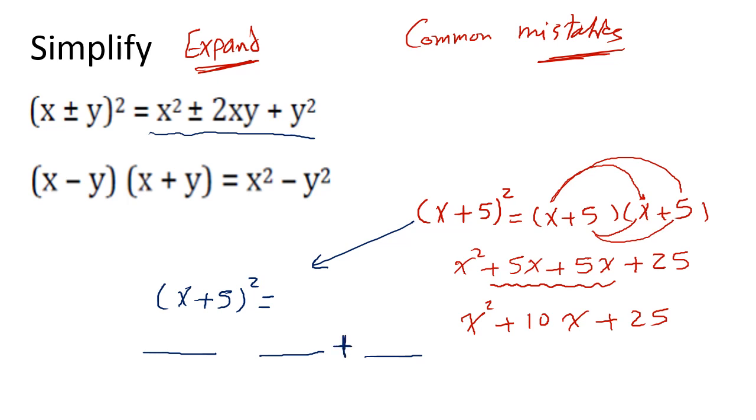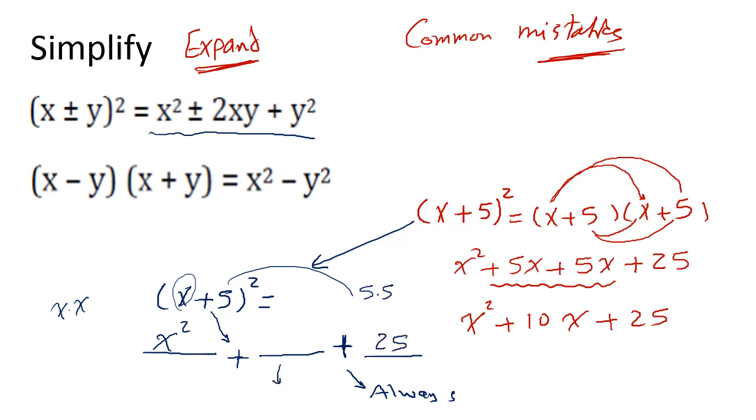The last sign here is always positive, and this sign follows the sign inside the bracket. If the bracket is positive, this sign is positive. If the bracket is negative, this sign is negative. And then x multiplied by itself is x squared, and 5 multiplied by itself is 25.